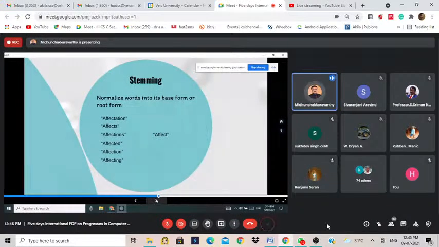So it gives the root information. You say that this affects me a lot, this is affecting me a lot, this affected me a lot. Whatever term you use, ultimately your impact about that incident, or that sweet or that food, whatever it may be, has affected you. That affect is the root word. So this gives the real meaningful word about the whole sentence. That's what we do in stemming.